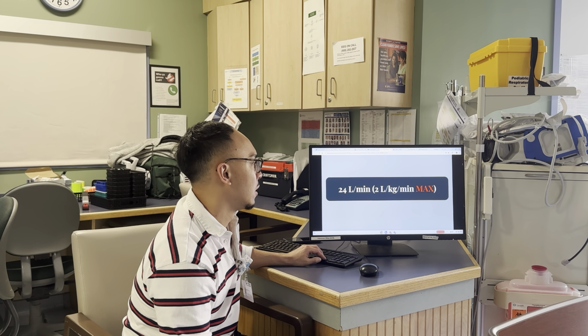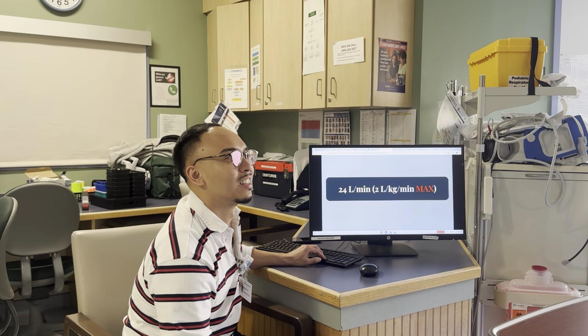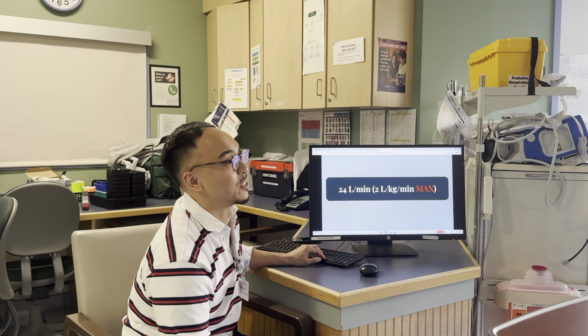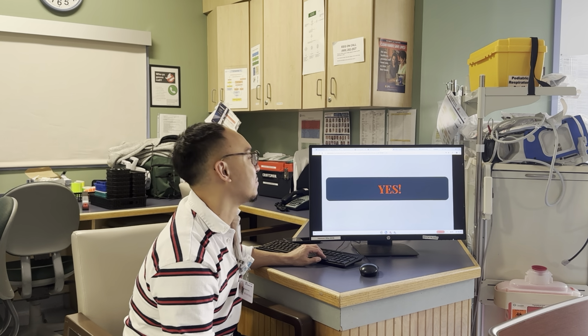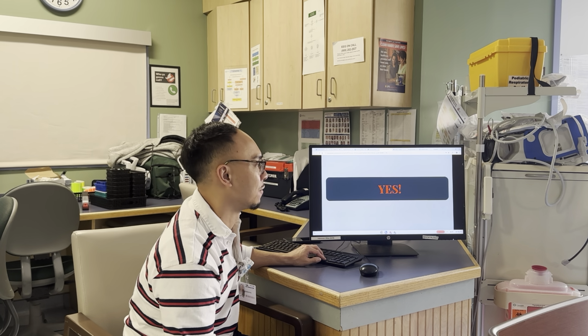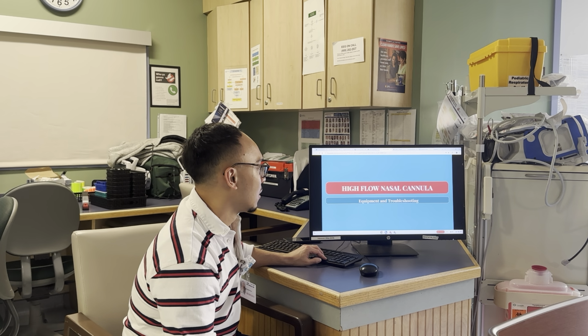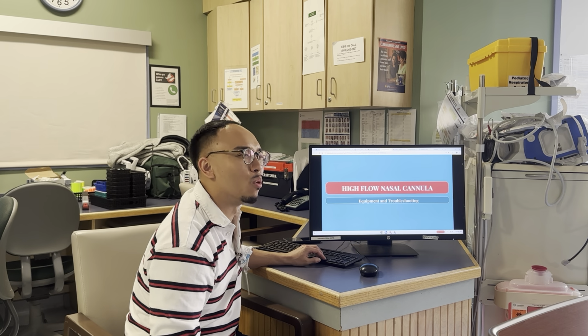Nicely done. Let's say the physician's like, we need to start 30 liters. They can, but they can't just stay here, right? Do we transfer out? Yes. That's a very high RSS. At this point, if our interventions aren't fixing it, we should transfer to a PICU. Any questions about those case studies, the RSS, the PEWS? We'll get more practice with these.